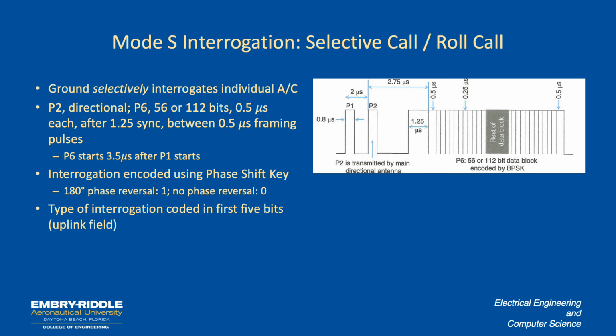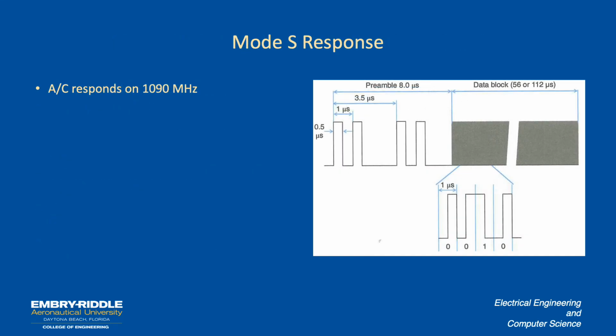The interrogation is encoded in the first 5 bits of the message. Then you have the 24-bit address going out, and then you have 24 bits of parity. And then there's an extra bit to get to the 56 bits in the interrogation. Or you can use a longer interrogation, which will code some of these other responses.